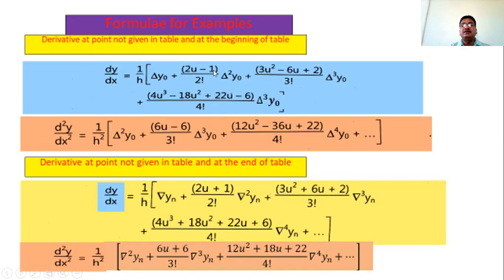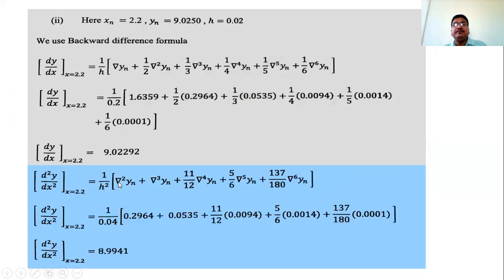This is 1/2 minus 1/2. This is plus 1 by 3. Then this answer, if you substitute u is equal to 0, then this is 1 by 4 delta raised to 4 y naught. Right here, delta raised to 4 y naught. This is not delta cube y naught. This is delta raised to 4 y naught, and all these terms. Okay. So next problem.